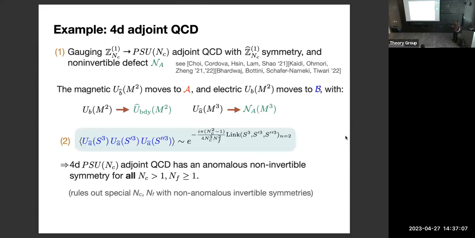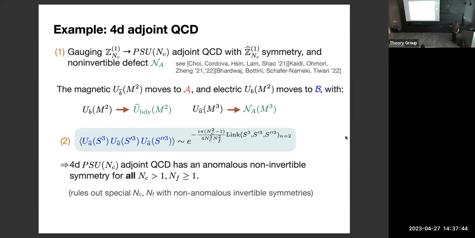And so then we do step 1, we gauge our center symmetry, and this promotes the SU(N) gauge group to PSU(N) gauge group. So this is now PSU(N) adjoint QCD with a now quantum Z, call it Z hat, 1 form center symmetry, and now a non-invertible defect, curly N, studied by these groups, this sort of construction was studied by these groups. And when I do the gauging, again, my Symmetry TFT stays the same, but I can check what happens to the operators.